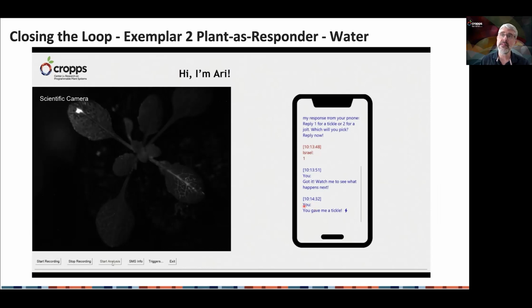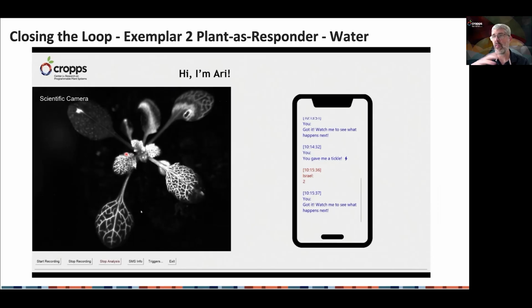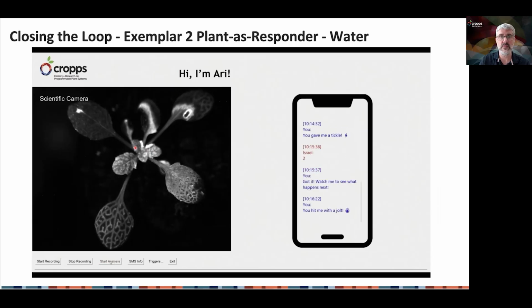Now, Israel's going to send a second text to the box for a much more stressful wound, which then leads to a quantitatively distinct signal throughout the entire rosette at a very high intensity. That is then caught on the camera and decoded as a wound, and that information is sent back to Israel.